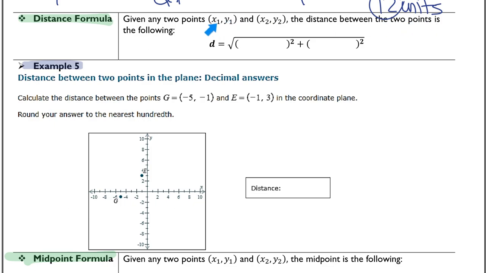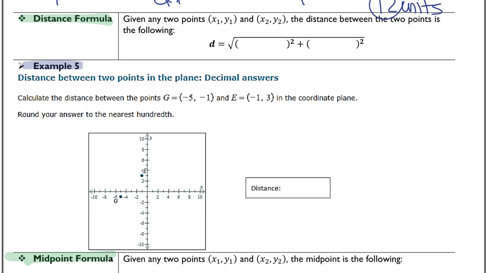We're going to label these points x1 and y1, x2 and y2. The 1 represents point 1. The 2 represents our second point. It doesn't matter which order you pick the points, as long as you establish one as point 1 and the other one as point 2.